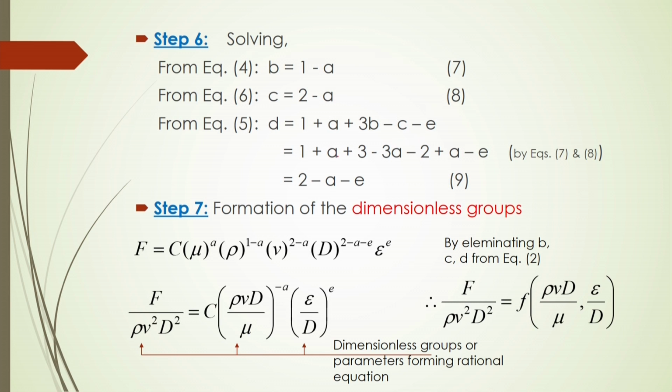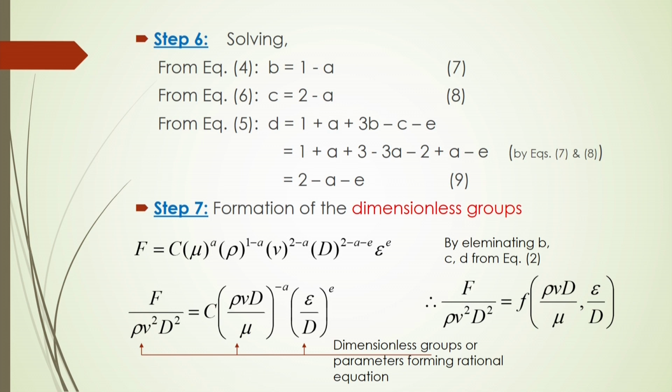You just substitute the value of b and c here from equations 7 and 8, then we can have finally 2 minus a minus e, because we are not able to substitute the value of e from other equations. So, e should remain the same in that equation.